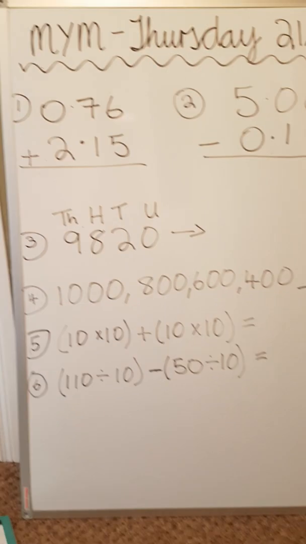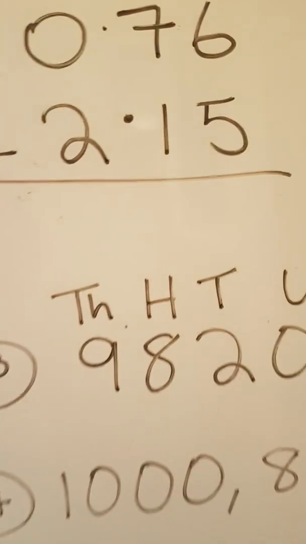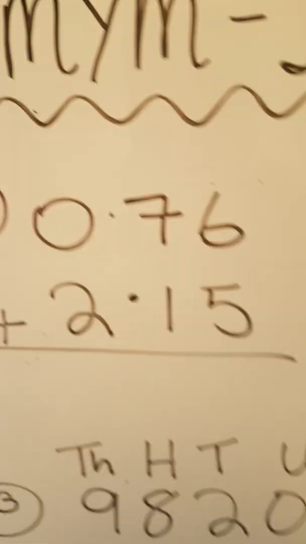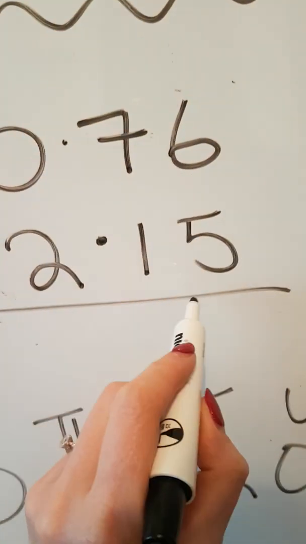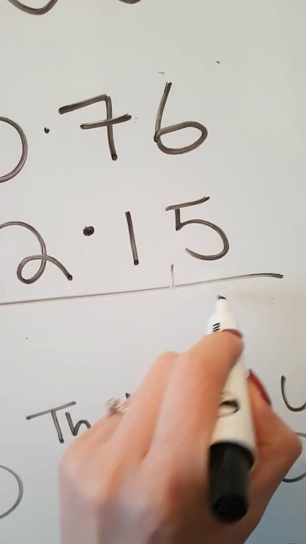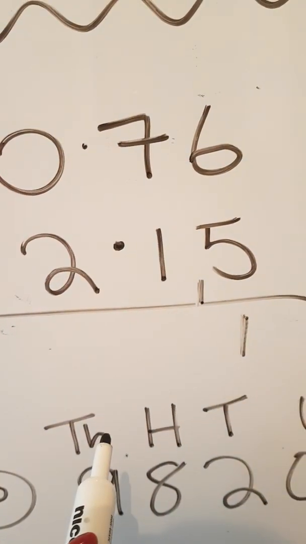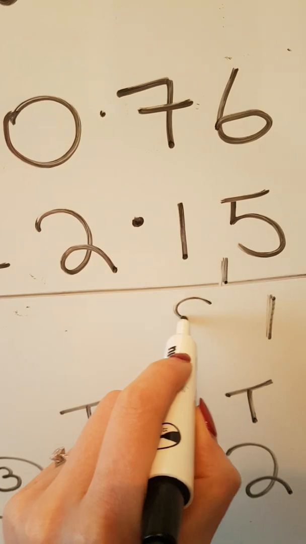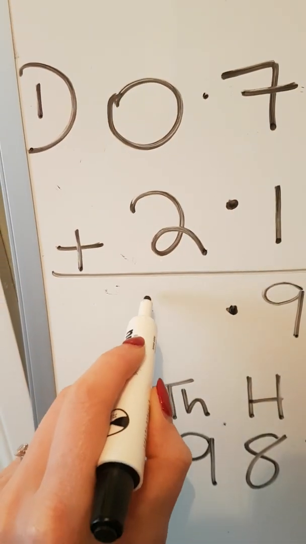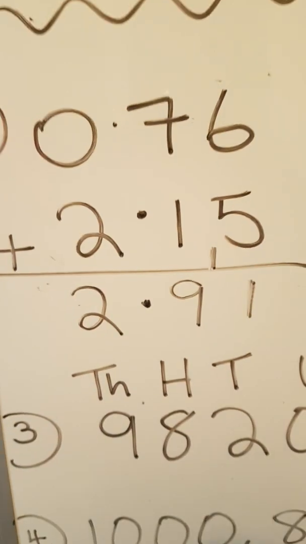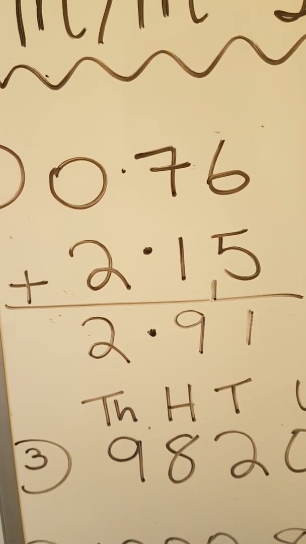So number 1 was an adding sum. It was 0.76 plus 215. So let's start into that straight away. 6 and 5 is 11. Put down my 1, carry my 1. 7 plus 1 is 8, plus 1 is 9. Don't forget to bring down your decimal point, and 0 plus 2 is 2. So the answer is 2.91.